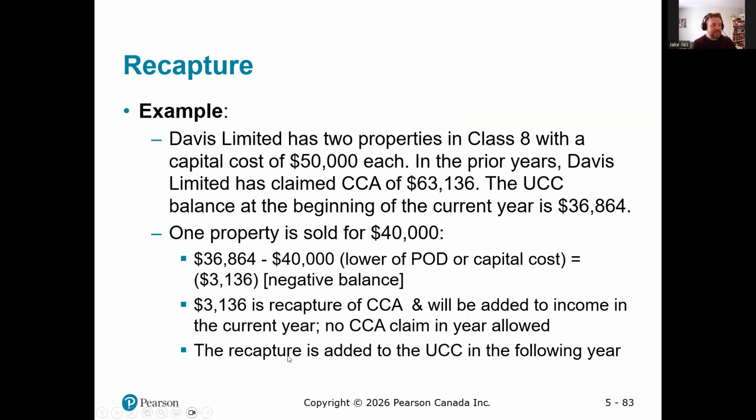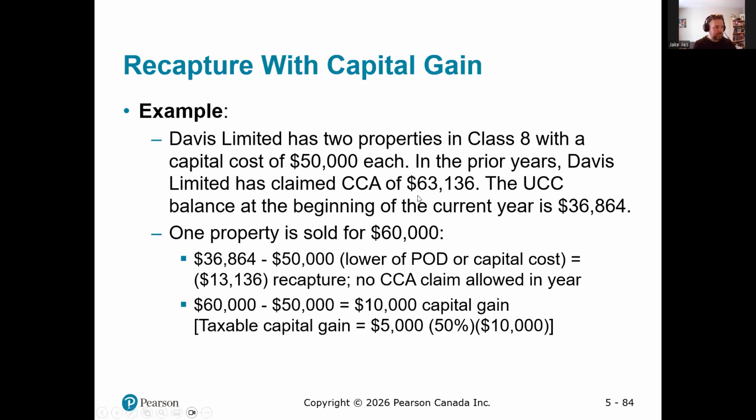The recapture, it says the recapture is added to the UCC in the following year. That add back is what gets our UCC to 0. All that it is saying is that the inclusion in income also gets added back to the UCC.